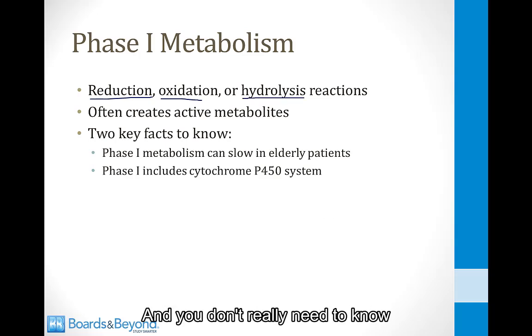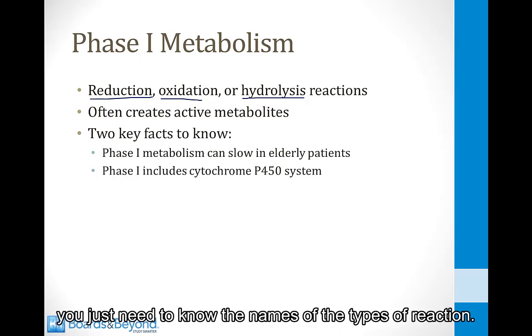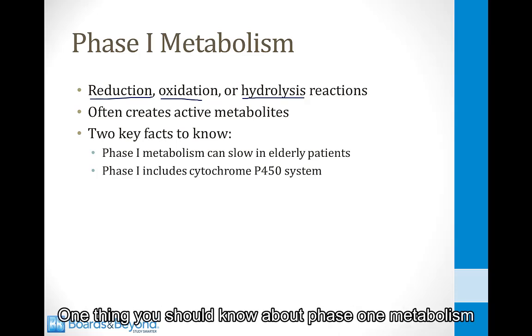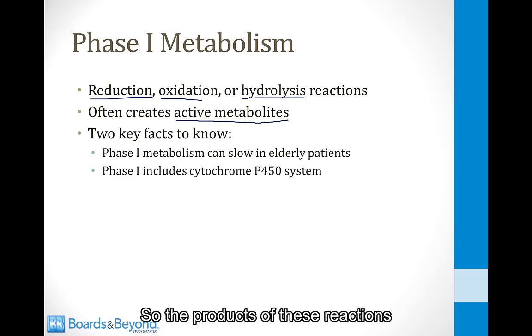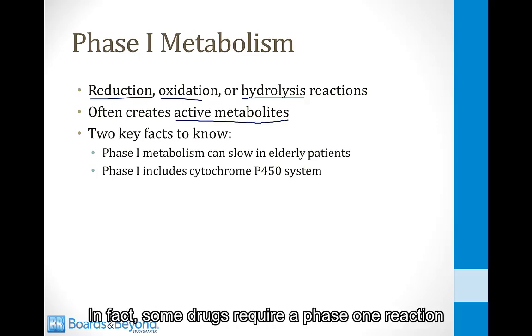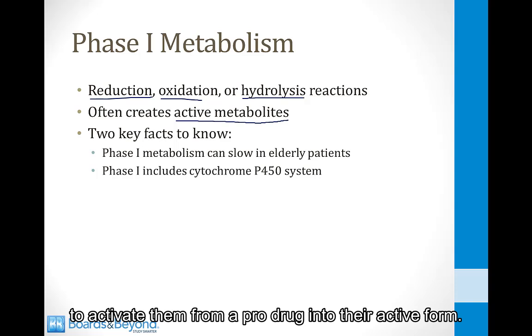And you don't really need to know the organic chemistry of all this, you just need to know the names of the types of reaction. One thing you should know about phase 1 metabolism is that it often creates active metabolites. So the products of these reactions are usually not ready for excretion and they're usually still active. In fact, some drugs require a phase 1 reaction to activate them from a prodrug into their active form.